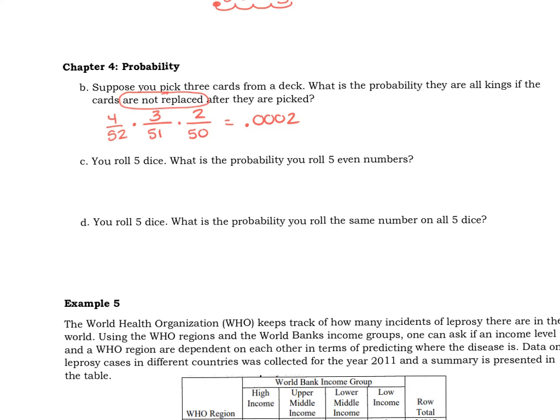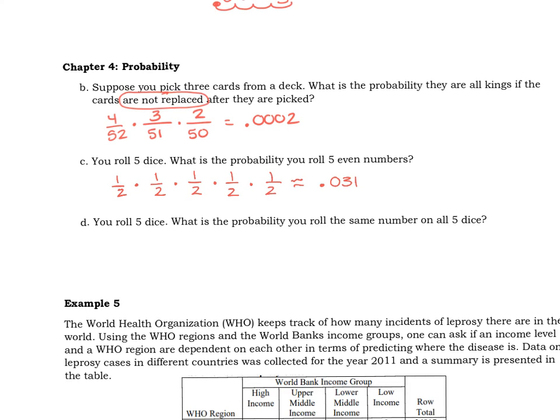Okay, you roll 5 dice. What is the probability you roll 5 even numbers? So we need an even and an even and an even and an even and an even. So we're going to do a lot of multiplication. On the dice, 3 out of 6 are even. So I'm going to write 3 out of 6 instead as 1/2. Okay, so the first one is 1/2, and the second 1/2, and the third, and the fourth, and the fifth. And that ends up being about 0.031 as the probability.